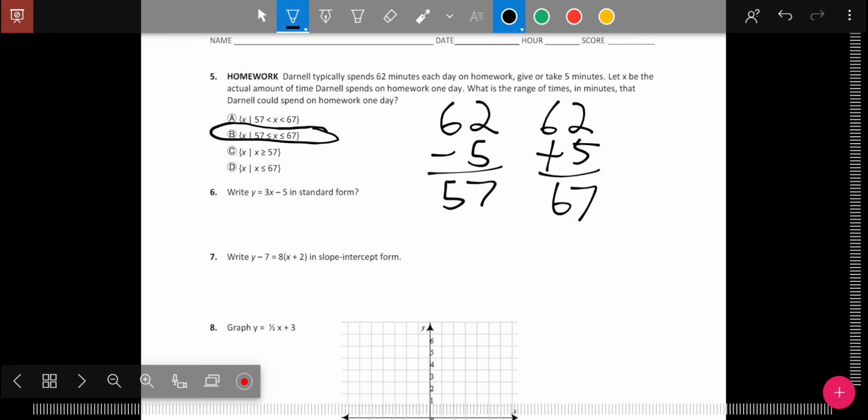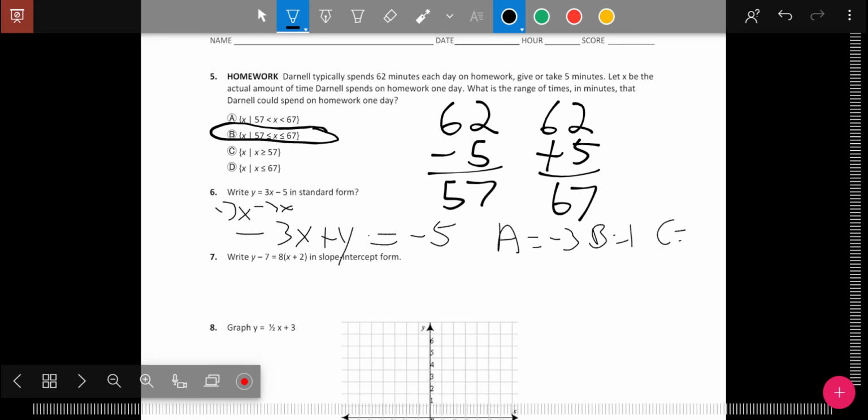Here I want to put it in standard form, so I minus the 3x over. I get negative 3x plus y equals negative 5. And if you needed to, you would say A equals negative 3, B equals 1, and C equals negative 5. And you could times those all by negative 1, or I would simply accept that.